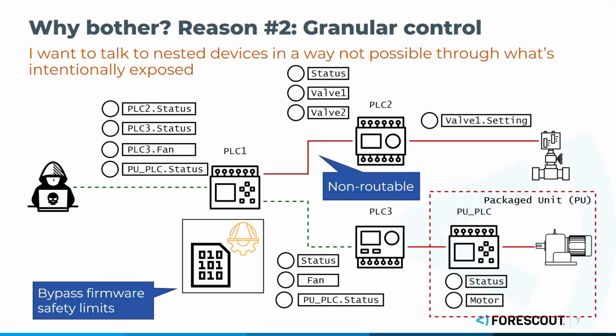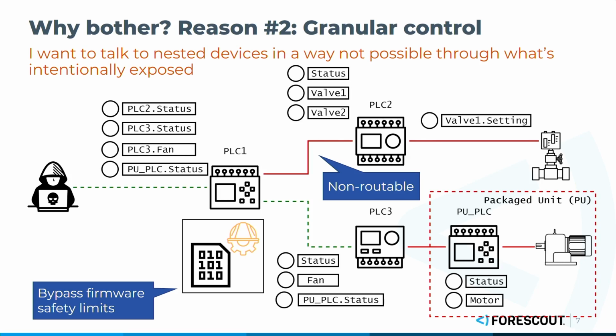The second reason why you might want to bother with lateral movement at level 1 is because you need a certain sort of granular control over these systems. If you look, for example, at this slide, you have an attacker, and he's able to reach out to the top-level master PLC. And behind that PLC, there are different nested networks of other PLCs and field devices. And they expose their own set points, process variables, configuration interfaces to this PLC, but obviously not all of that is exposed at the level of the master PLC.